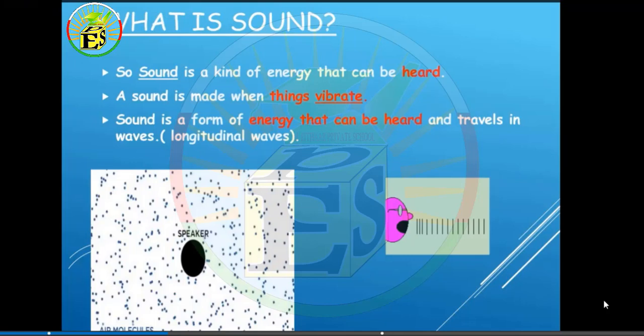Grade 4 science, and our today's topic is sound. We will discuss briefly about sound and how sound is produced.